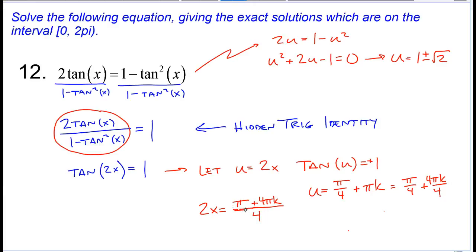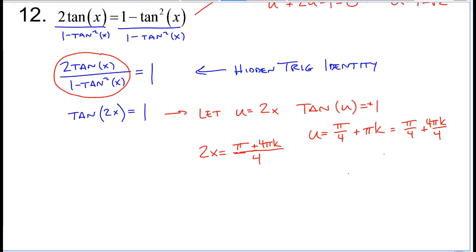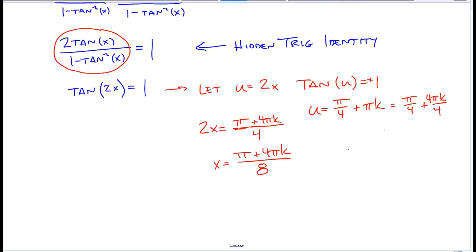Okay, so let's make sure everybody understands that. Solution was u equals pi over 4 plus pi k. If I multiply pi k by 4 over 4, I can rewrite it as pi plus 4 pi k all over 4. That now equals 2x, which was my original u substitution. Let's solve this for x. I divide both sides by 2, and I get x equals pi plus 4 pi k all over 8. Okay, so now I have a general solution, but I need to list all solutions that are on the interval from 0 to 2 pi.